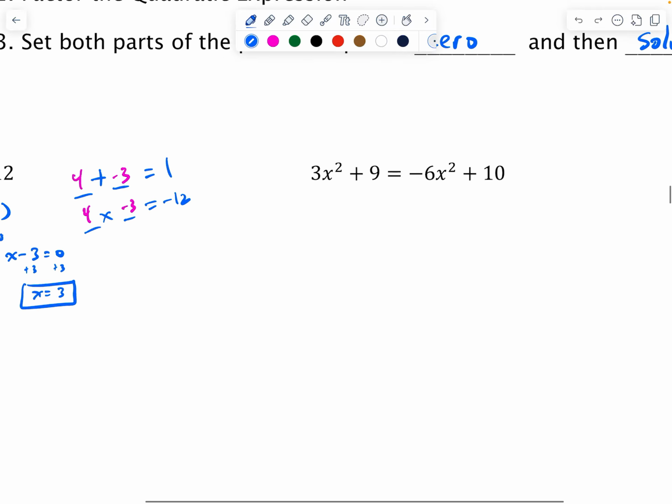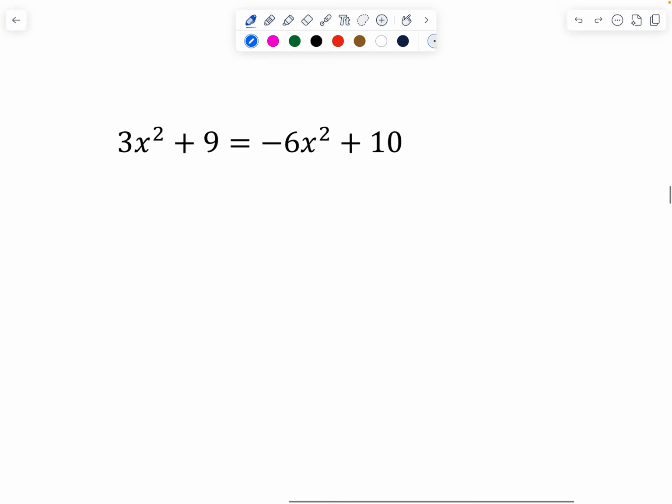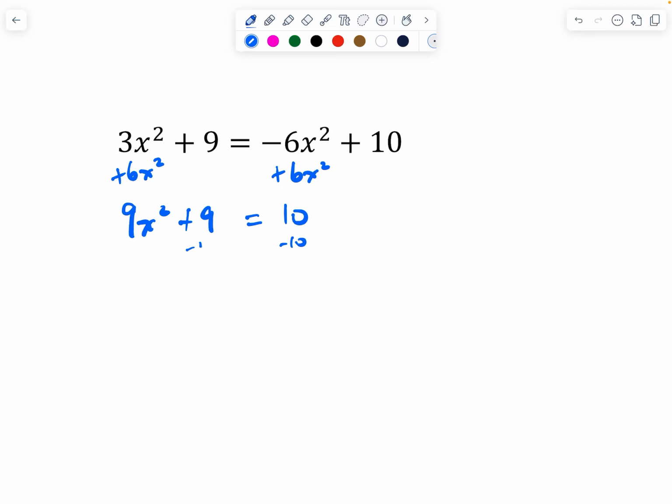All right, let's look at our next example here. So we need it in standard form. I'm going to move everything to the left here because it will result in positive values rather than bringing it to the other side. So we get 9x squared plus 9 equals, and we have 10 on the right. I'm going to subtract the 10 from both sides. So you get 9x squared minus 1 equals 0.